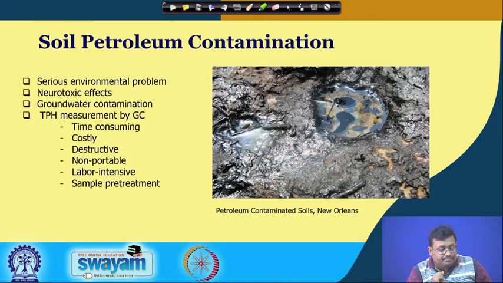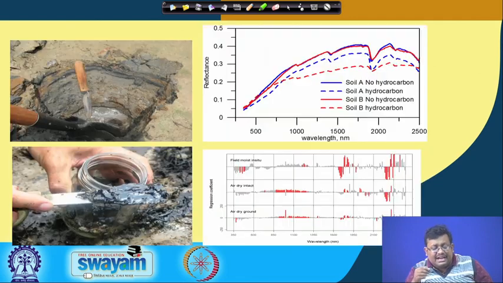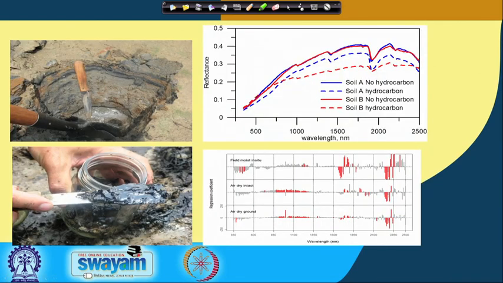geostatistical mapping techniques. Also, we have proved the usefulness for mapping soil petroleum contamination. Soil petroleum contamination is a serious environmental problem because it produces neurotoxic effects. So we collected several contaminated samples from different areas, and we plotted their reflectance spectrum. You can see the differences between the reflectance spectrum originated from the soil which has no hydrocarbon or petroleum, and also from the soil which has hydrocarbon or petroleum.